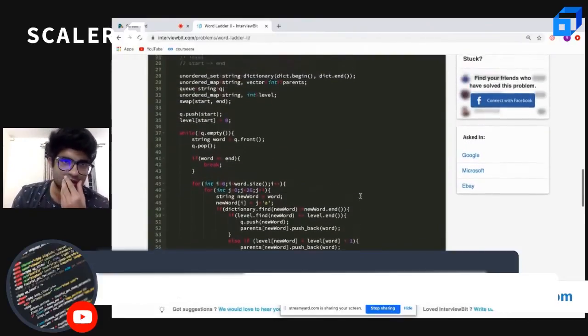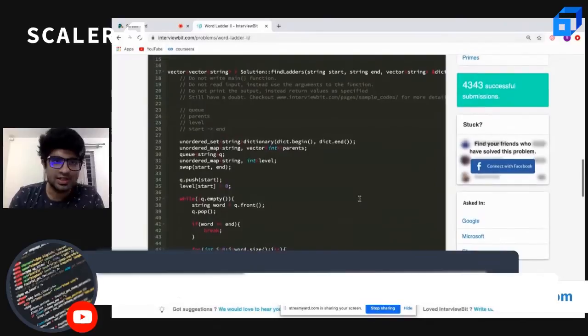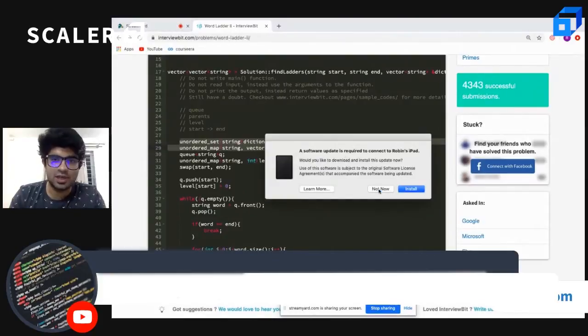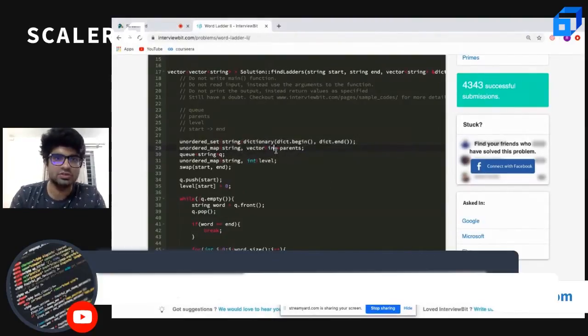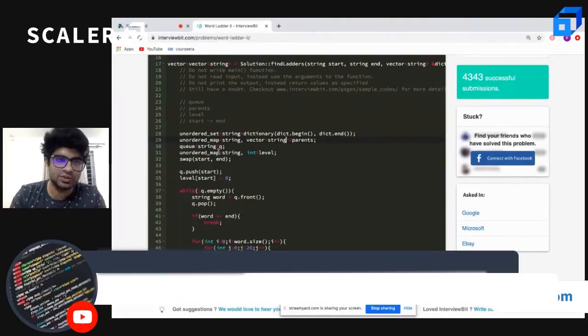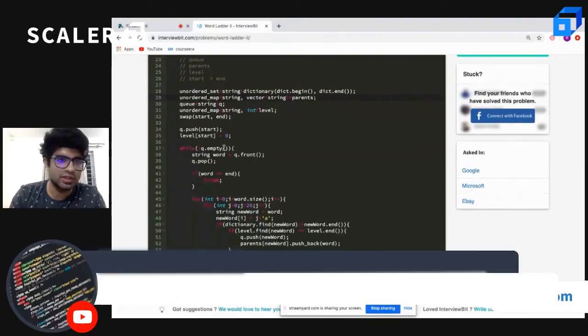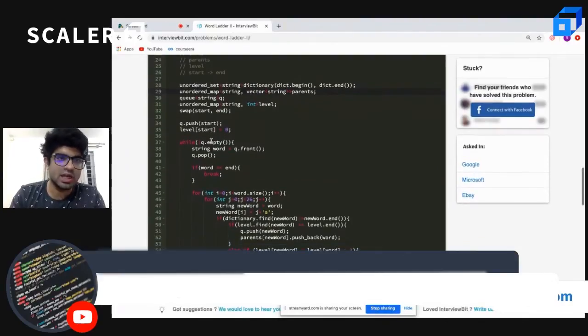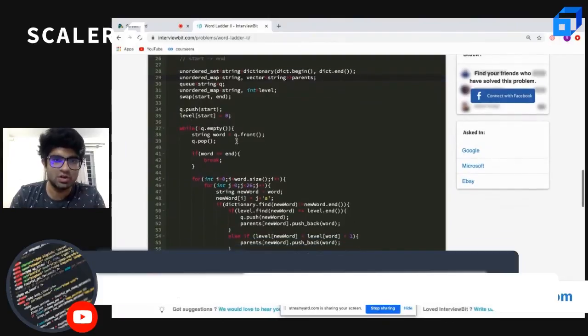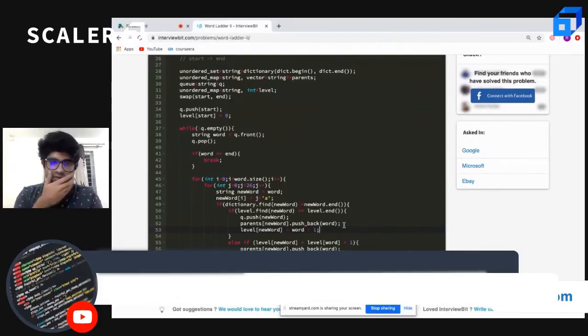Okay, let's first analyze whether we are doing this in a good way or not. Is there anything that we missed? First we created a dictionary, nice, and that dictionary basically holds the words that we have been given. Then we created a vector, a hash map for parents, and a queue. Then we created one more hash map for level information, and then we swapped it, as we know why we are doing this. Now we are pushing the start into the queue and keeping the level of start as 0. We are not updating the level yet, so we can update the level of the new word. Basically, it will be equal to the level of word plus 1. Nice, that thing we should do.